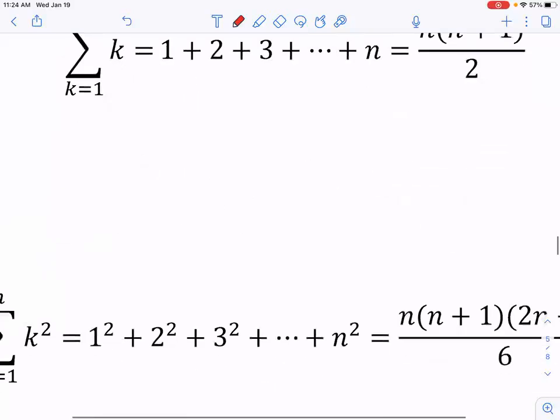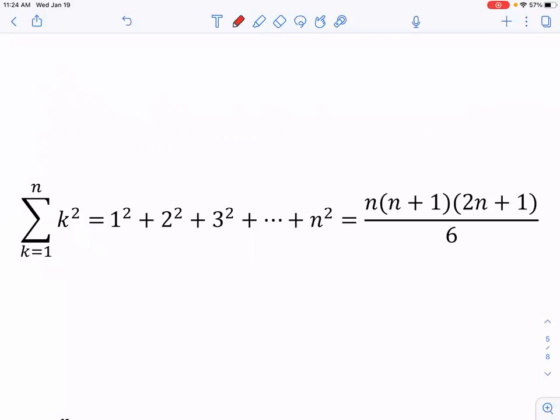All right, here's our next one. If we're summing up squared numbers, here's our shortcut.